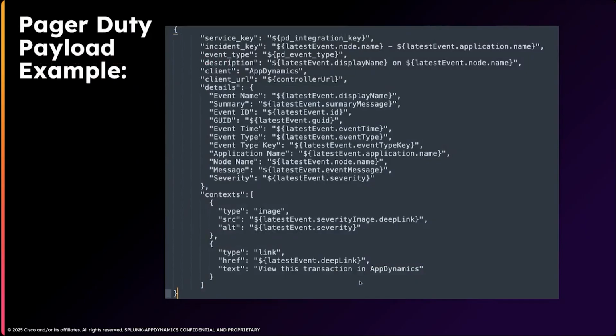You can see it's using all the same things that we talked about before. Underneath details there, latest event display name, again, that's the name of the violation that's occurring. Latest event.summary message would be a summary of that event. Latest event.id would be the ID of the event.